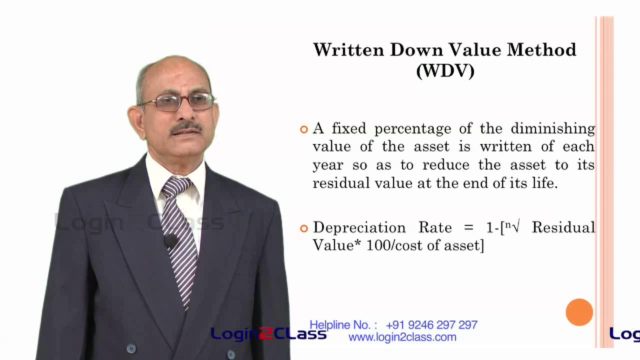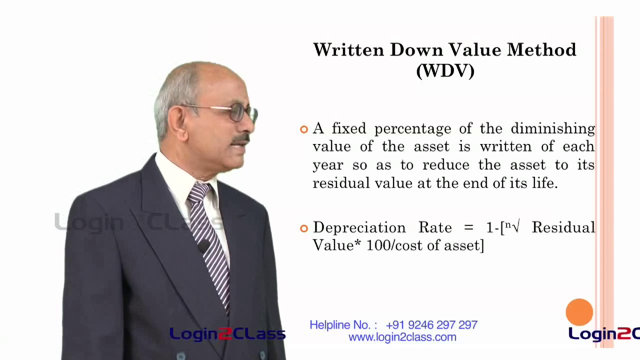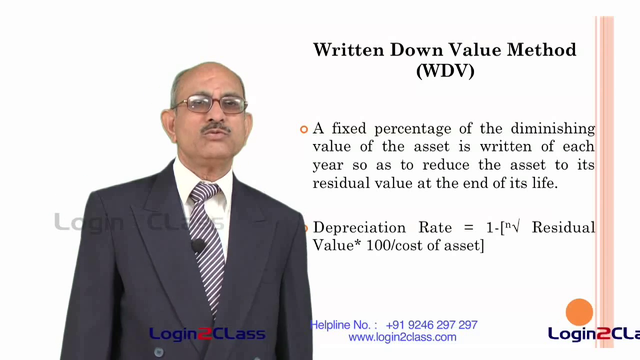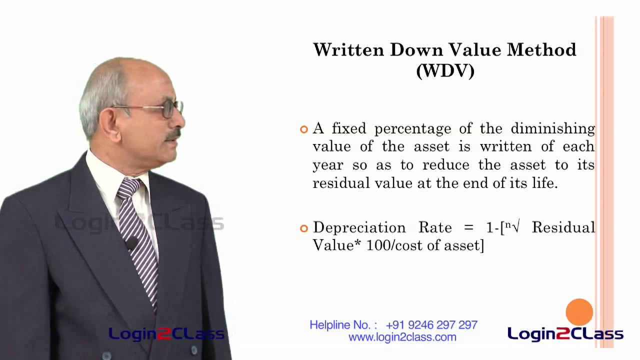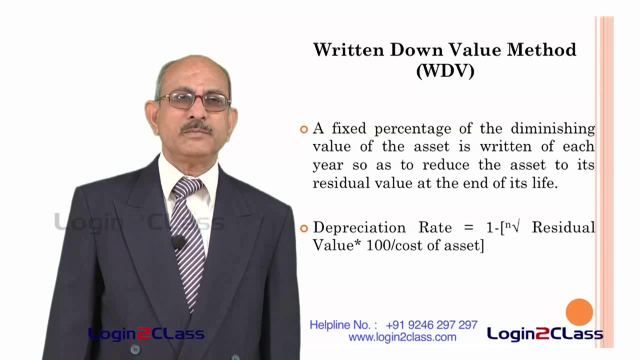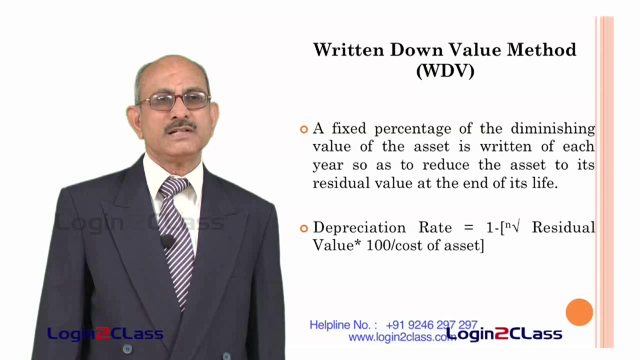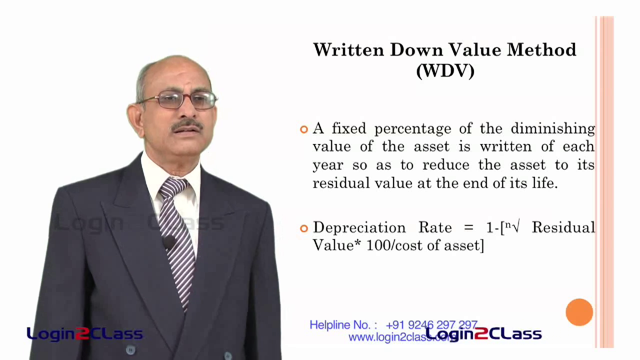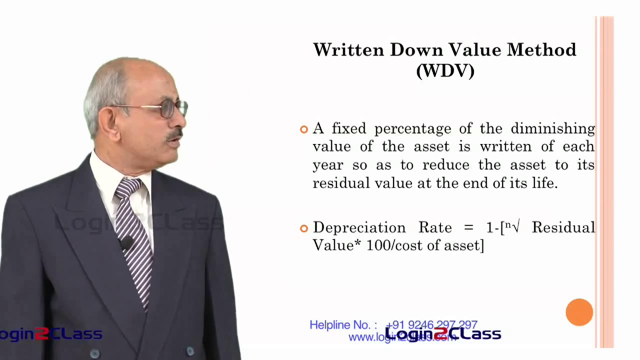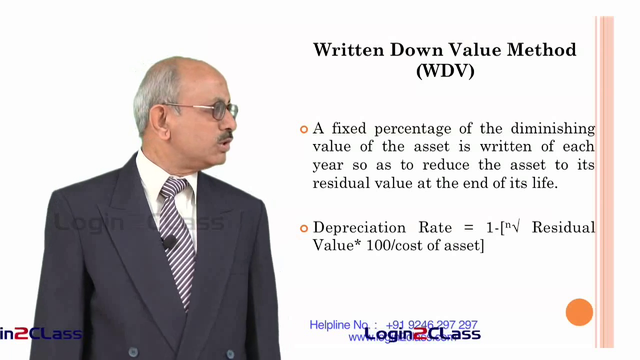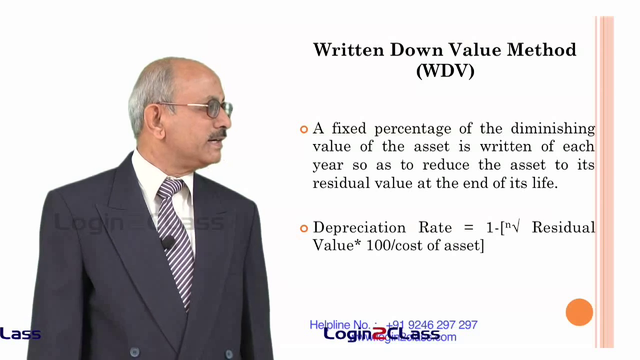And in the third year, it will be 10% on 81,000, because 81,000 will be the reduced balance at the end of the second year. So it will become 8,100 for the third year and so on. So from this you can see that though the percentage rate of depreciation remains the same, the actual amount of depreciation keeps reducing year after year. It is higher in the beginning and lower towards the end. And here the depreciation rate is calculated by the formula as shown in the board, that is 1 minus nth root of residual value divided by cost of the asset, into 100.